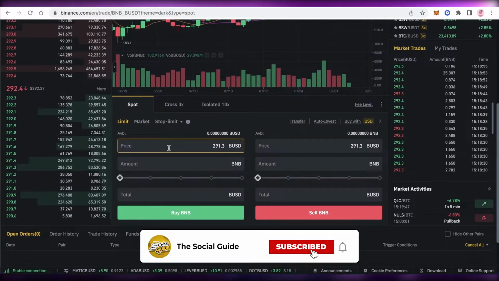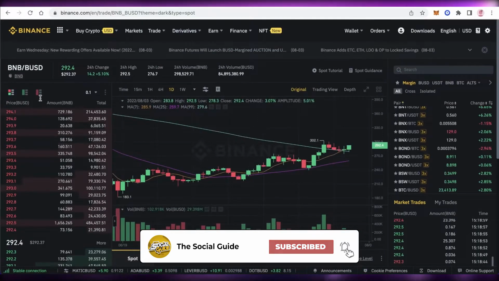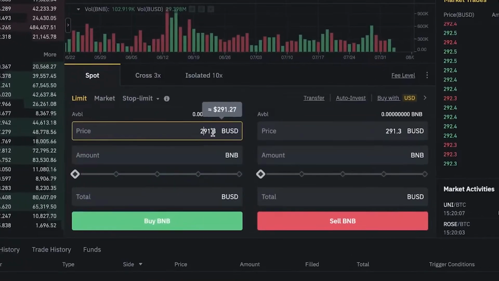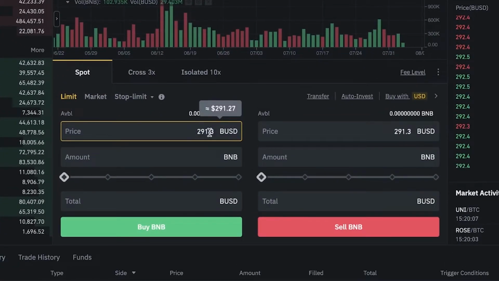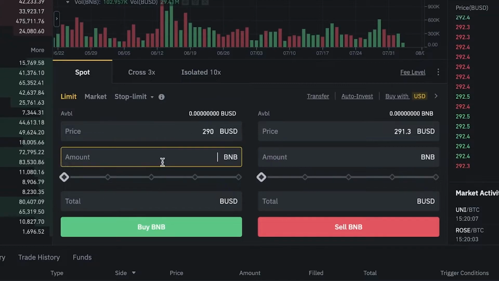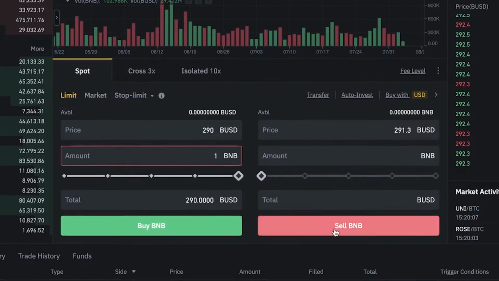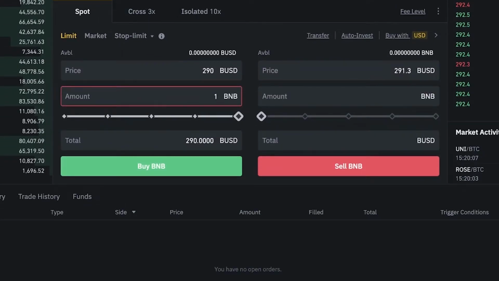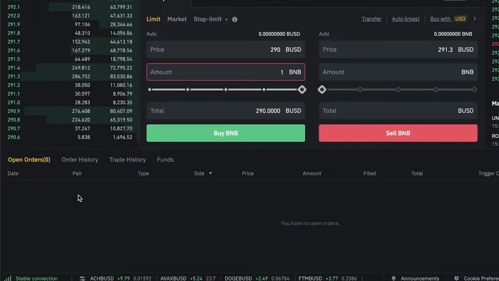Now in the spot market you can see the price is $2.92, and then if you scroll down, you enter a price that you want to buy BNB at. So let's say when the price of BNB reaches 291 or 290, and then you can enter the amount of BNB you want. Let's say I want to buy 1 BNB, you can click on buy BNB over here. Because this is an empty account, it's not going to go through. But after that, you're going to have an open order appear on the bottom right of your screen.